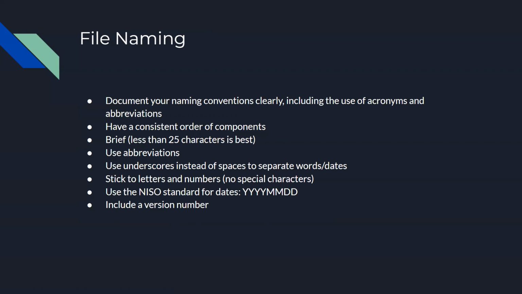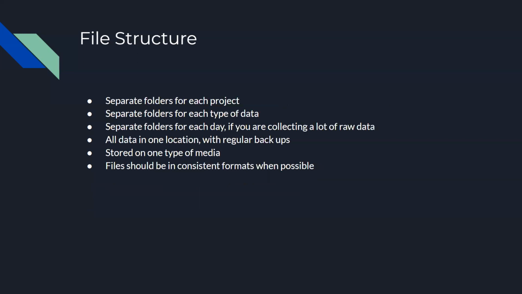An important part of file naming as well is using version numbers to make sure that people understand the flow of time over the project, and that it's clear when different data was collected and what their sequence is.